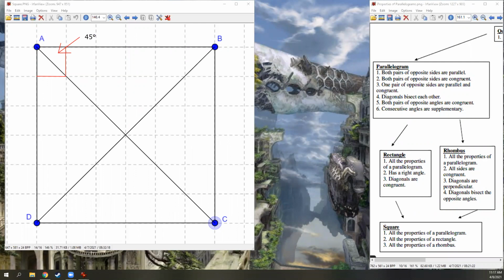Every angle is 90. There's also a right angle here. Oh, this square looks pretty. But yeah, so you've got your right angles from rectangle. You've got your perpendicular diagonals from rhombus. You know all the sides are equal. That's from rhombus.